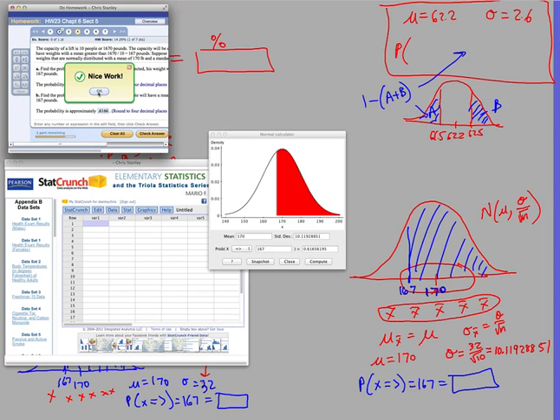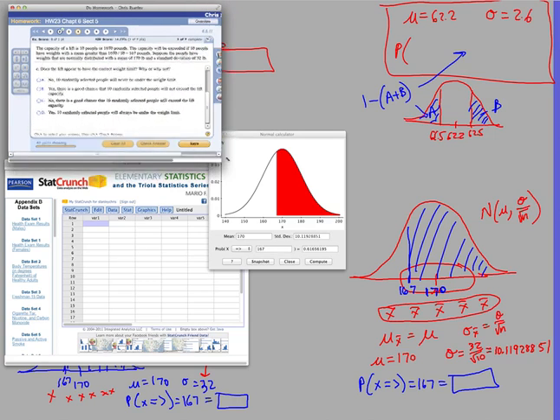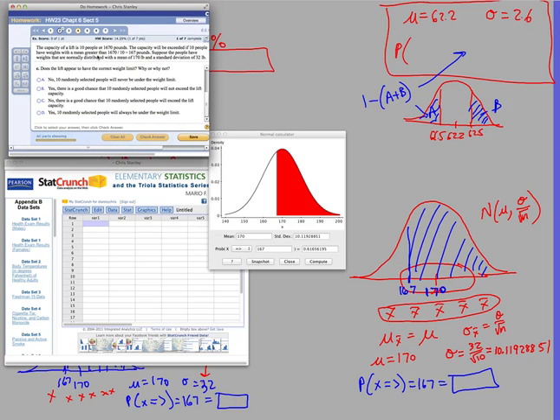Nice work. Make sure you know the difference between a population distribution and your sampling distribution. Sampling distribution is if you take a sample. The only thing that changes is going to be the standard deviation. Everything else will remain the same. Let me see how much time I'm at now. Okay, not too bad.